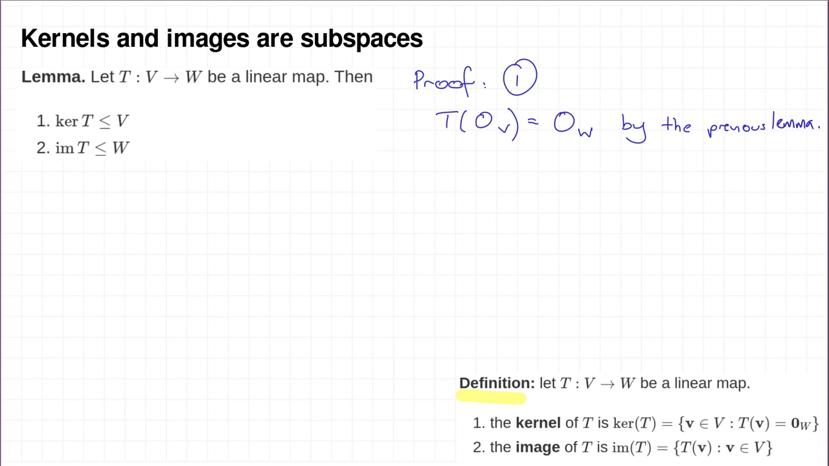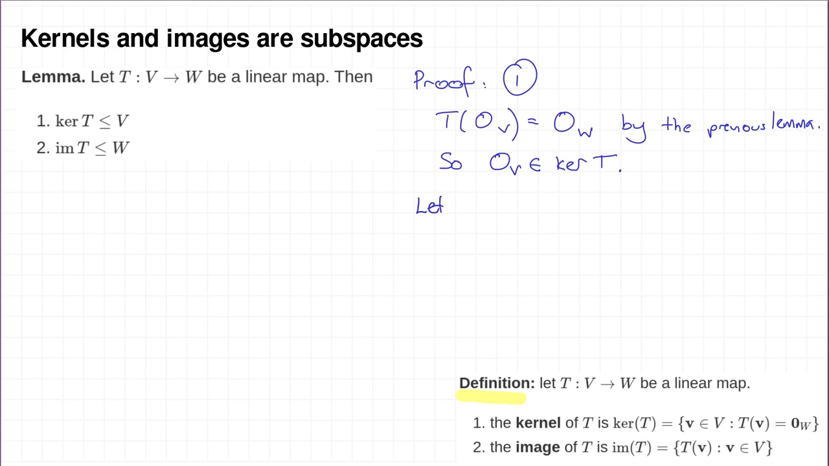Look at the definition of the kernel at the bottom. That says precisely that the zero vector in V is in the kernel of T. That's part 1 of being a subspace. A subspace must contain the zero vector. Part 2 is that a subspace must be closed under scalar multiplication.